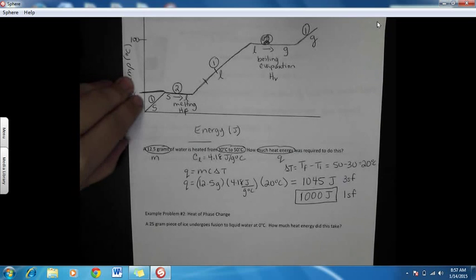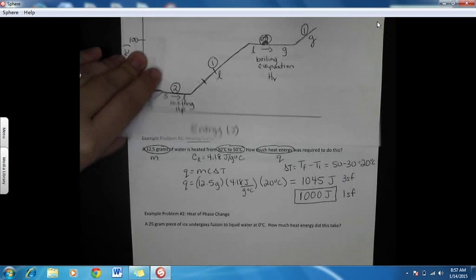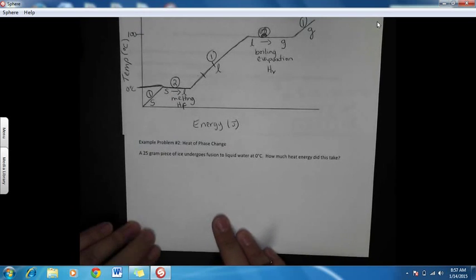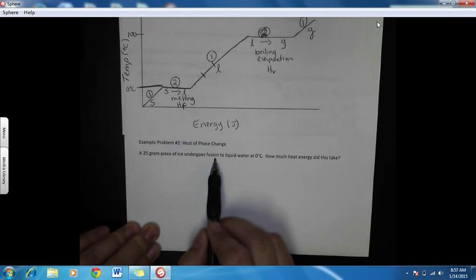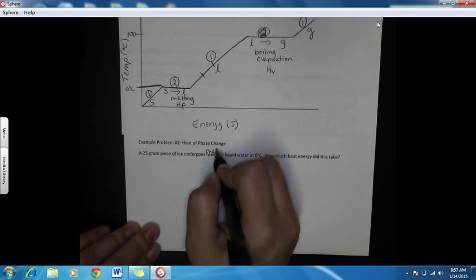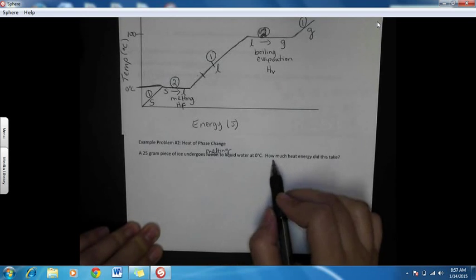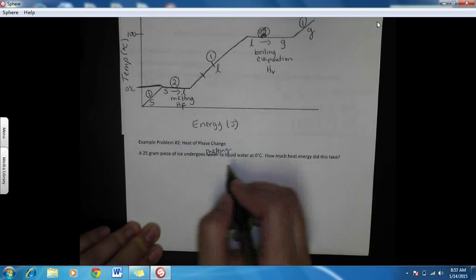Alright, so let's look at the second problem. Looking at the heat of a phase change. So we have a 25 gram piece of ice which undergoes melting to a liquid at 0 degrees Celsius. So how much heat energy did it take to do this? Alright, so we are melting, which means we have a phase change.